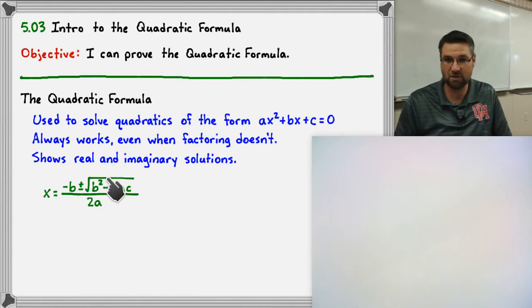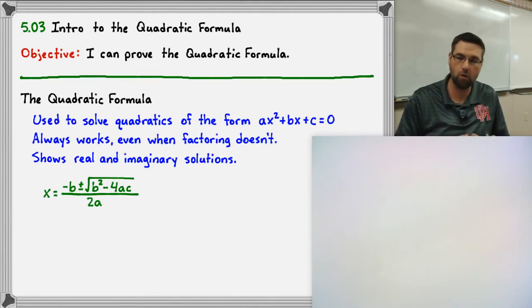There's a lot of letters. There's a lot of symbols. A lot of things to memorize. This is something that you want to memorize. X equals negative b plus or minus the square root of b squared minus 4ac all over 2a.